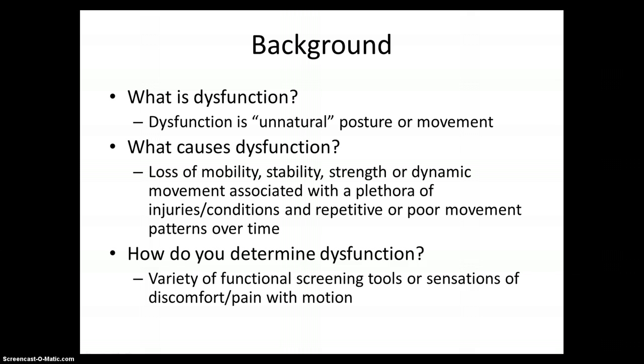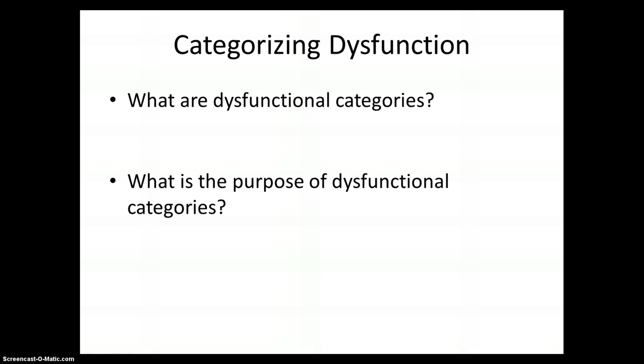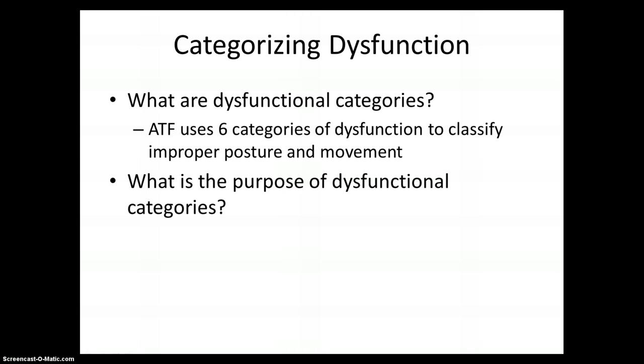And what determines this? We can use a variety of functional screening tools, or sensations, or discomfort or pain to determine dysfunctional movement. So how do we categorize dysfunction? What are these categories and what's the purpose of dysfunctional categories? The ATF system uses 6 very specific categories of dysfunction to classify improper posture and movement. And again, going back to our core principles of individualization, this is how we determine a person's individual specific needs, is through their category of dysfunction.